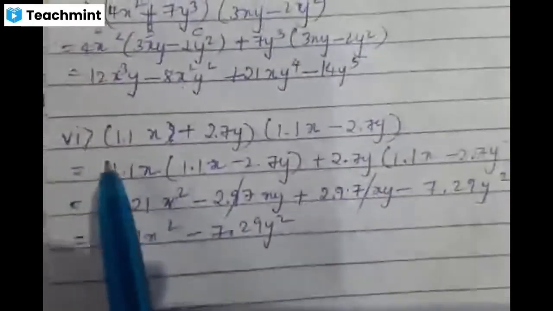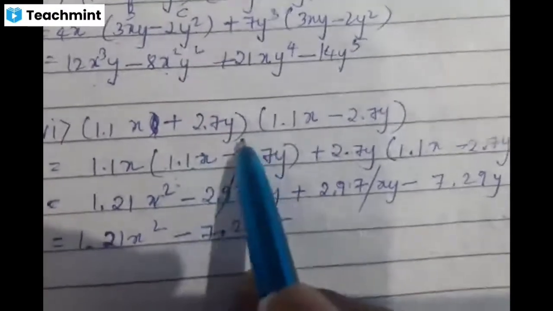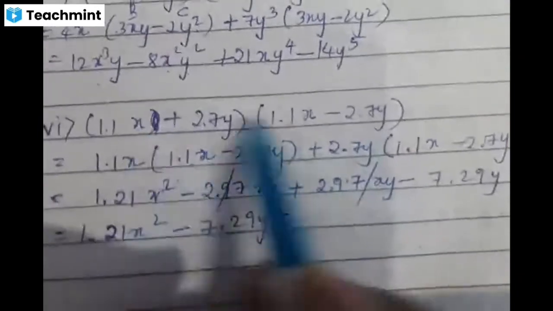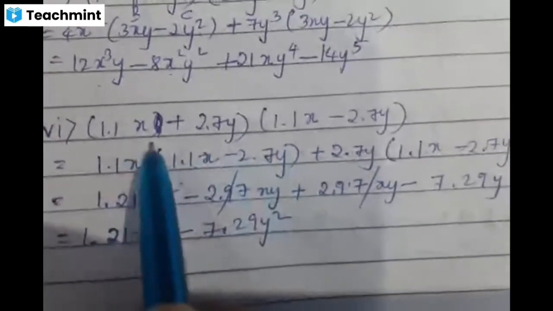Next you have sixth one, 1.1x plus 2.7y into 1.1x minus 2.7y. Two binomials you have to multiply or convert one of the binomial into monomial. What we do here? First term into second bracket. Complete second bracket you write plus second term in the first bracket into complete second bracket. So you get the answer in the monomial and binomial.